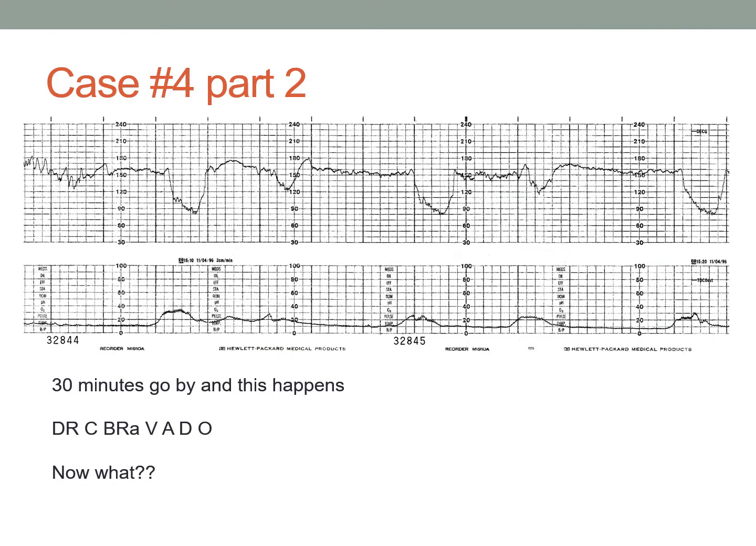All right, case number 4, same patient, this continues. So another half hour goes by and this happens. Think through your Dr. C. Bravado, think about what you have now. So same risk patient, so kind of moderate risk. You know what the pattern looked like before. These are both category 2 strips, but I think you can kind of subjectively say that this one looks a little bit worse. My variable decels are getting longer and they're getting deeper. So now what do you want to do?